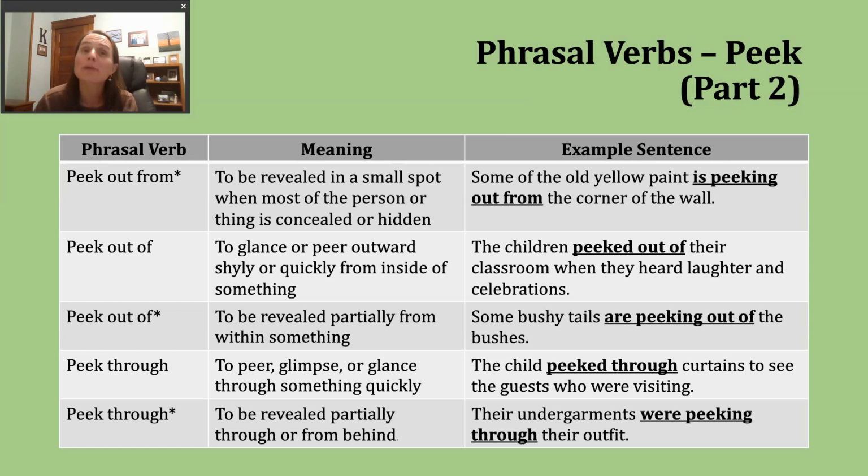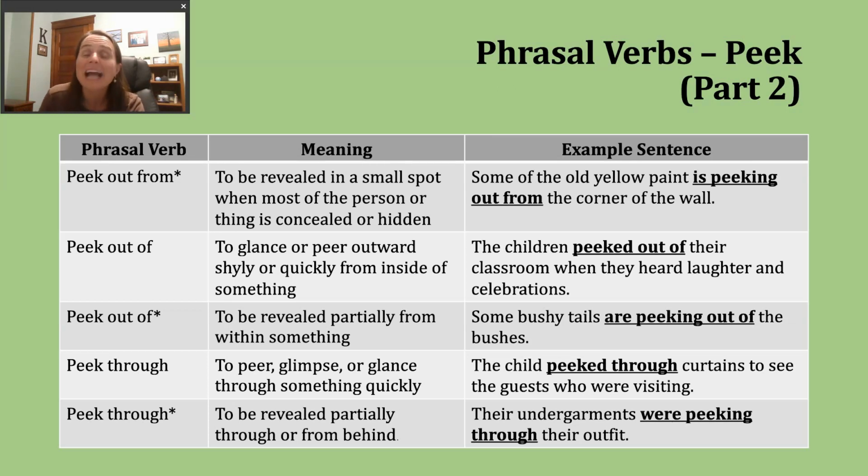So there's another present progressive sentence. This time it is affirmative or positive. And in this sentence, what we're describing is maybe the wall has been painted some other color. Maybe it's white, maybe it's blue, maybe it's green. But in one place in the corner, we can see a little small spot of yellow, whereas most of the other yellow paint is being concealed or hidden by the new paint.